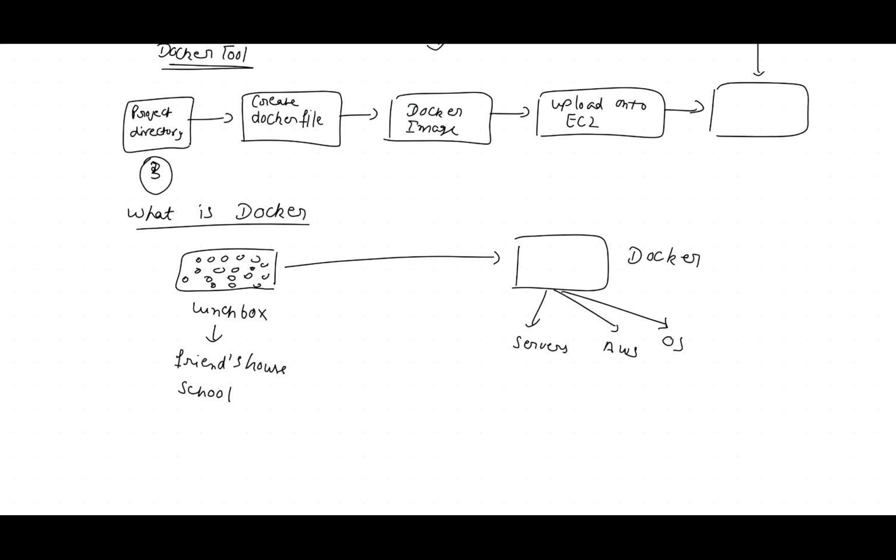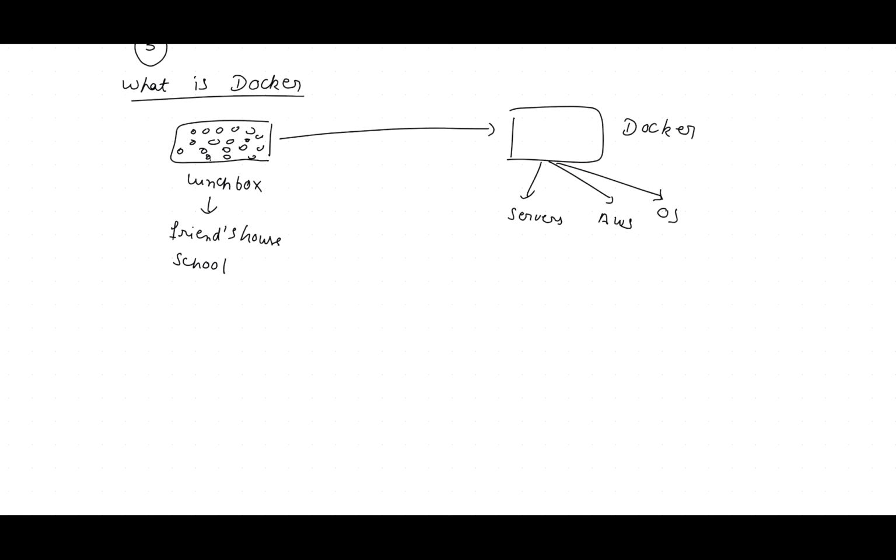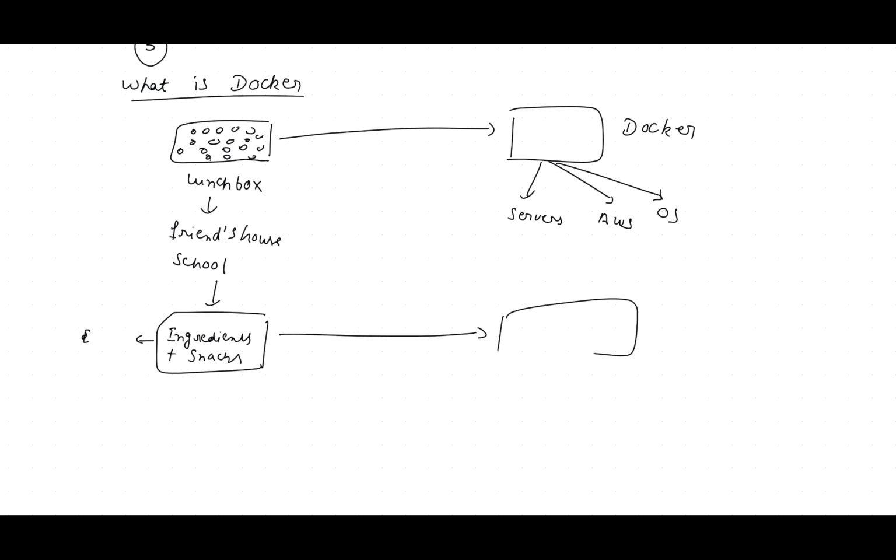And now the next thing is this lunch box. What does it contain? It contains all ingredients plus your snacks, whatever you have. Okay, this is called an image in technical term. This is called a Docker image.